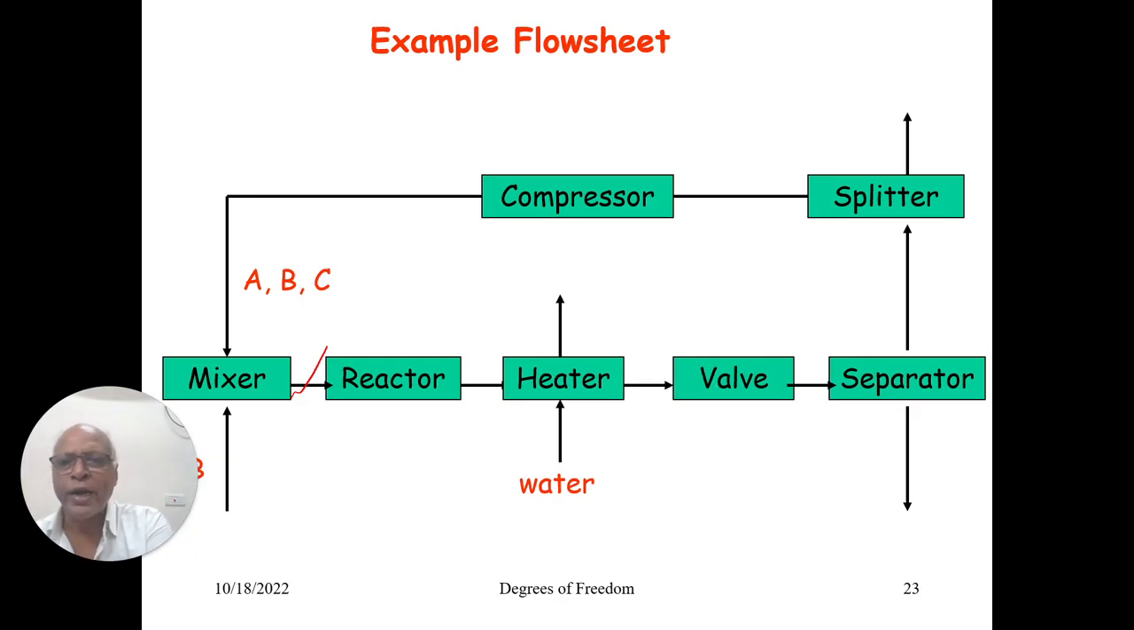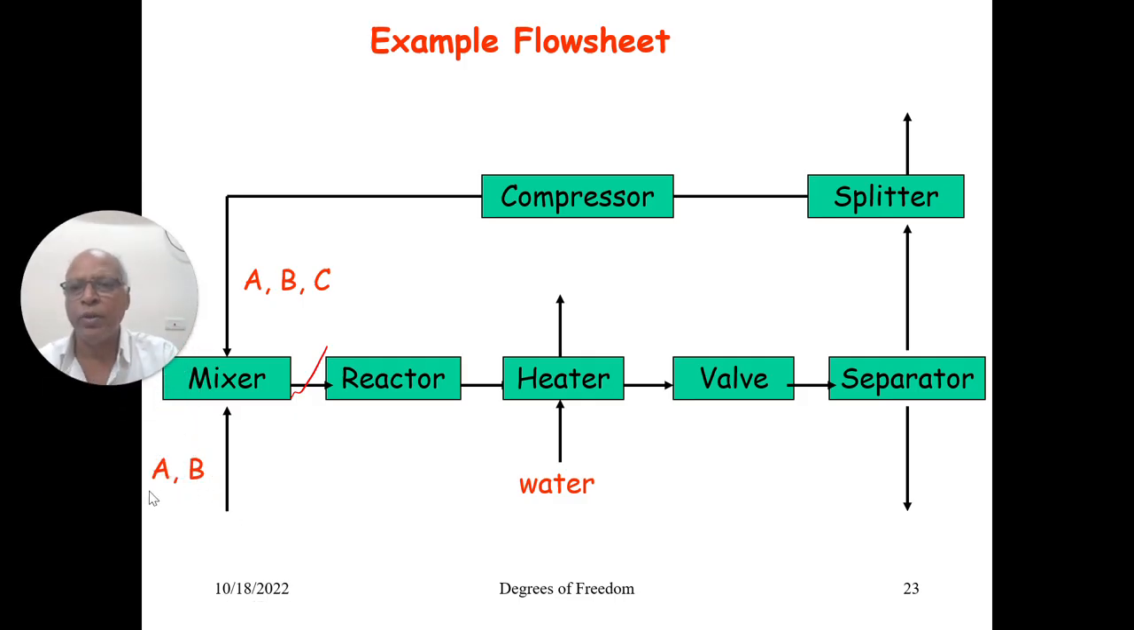So I have indicated the number of components involved in each stream. The fresh feed contains A and B. A and B give rise to the formation of a product C. Then there is a heater, valve, and separator; probably the component is not able to be completely separated out, so it finds its way in the recycle. So you may have all three components. Except for this stream, all the other streams are going to have three components, and along with that, for cooling water, probably you have only one component.